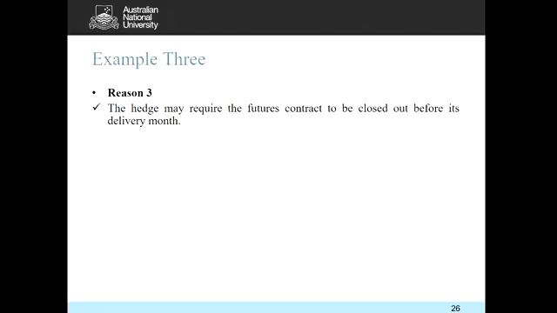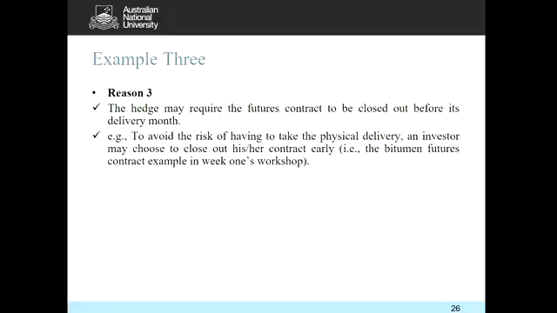And the third reason is the situation we encountered last week. Remember, for the bitumen futures contract example, we close out our position before it expires. The reason why we close out our position before it expires is because we don't want to bother ourselves to take the physical delivery, right? We don't want to go to some warehouse in Shanghai to take that 500 tons of bitumen to somewhere remote in China. I don't want to do that. So I closed it off. That would result in the price of the asset being hedged not equal to the price of the underlying asset.